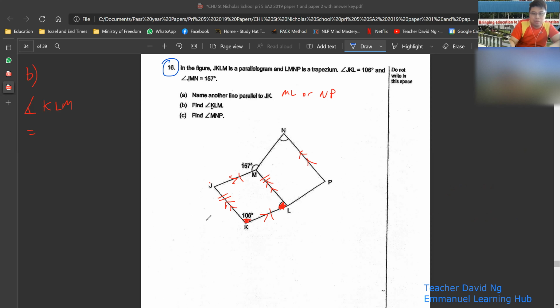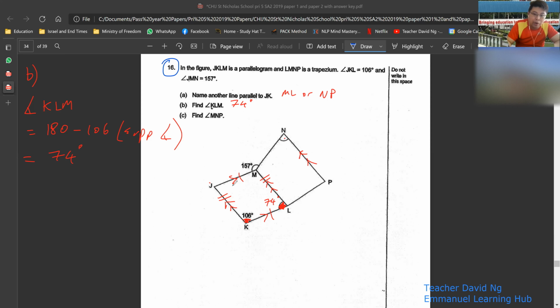Yes. So what you can do is, for KLM, 180 minus 106, supplementary angle. 180 minus 106 is 74. KLM is 74 degrees. Okay, MNP, this angle.